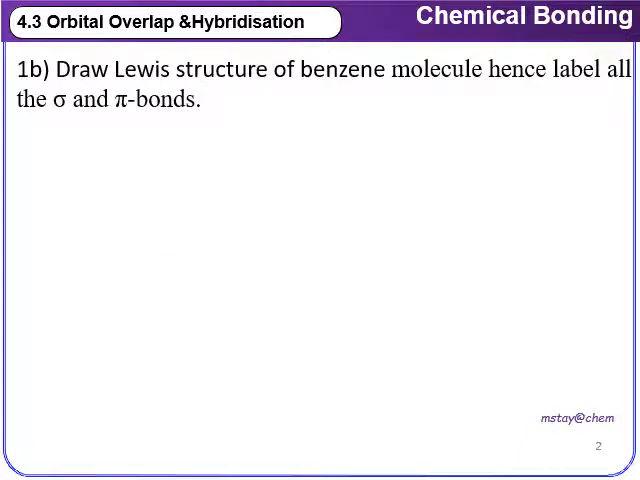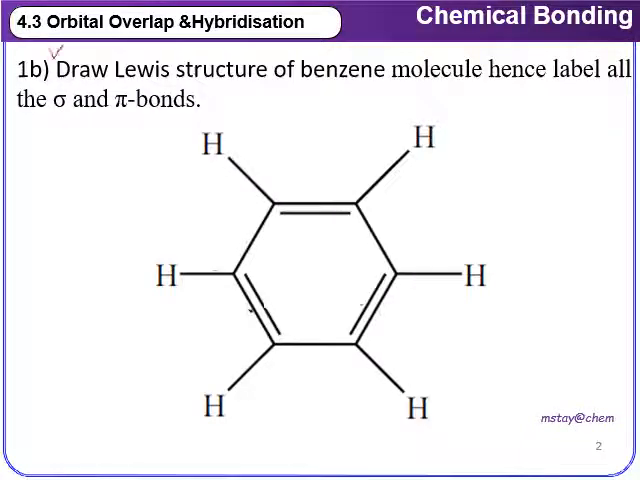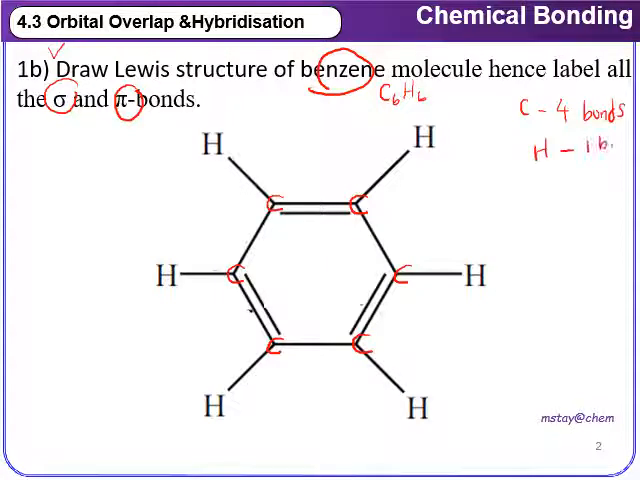Tutorial question number 1b. First, we have to draw the Lewis structure for benzene, and then label the sigma and pi bonds. So this is the Lewis structure for benzene. Benzene has a hexagon shape, so each corner here is a carbon, and the formula for benzene is C6H6. Each carbon has 4 bonds, so from here you can check that each carbon has 4 bonds, while hydrogen always has 1 bond. So this Lewis structure for benzene is correct.